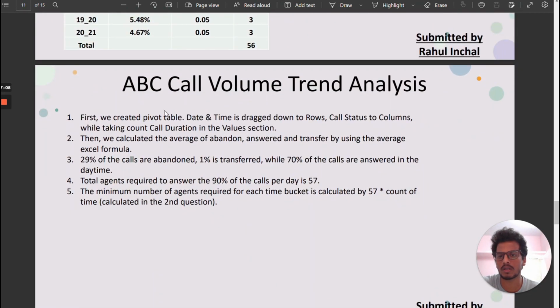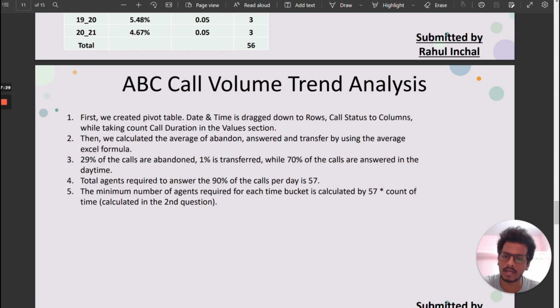Fine. So what we have seen from this analysis is, first we decided to draw a pivot table. I did tell you how to make that. Then we calculated the average of abandoned calls, and this. Fine, 29% of the calls are abandoned, 1% is transferred, while 70% of the calls have been answered in the daytime.